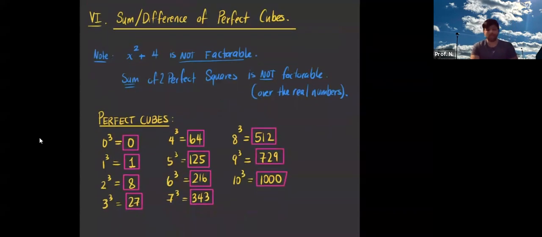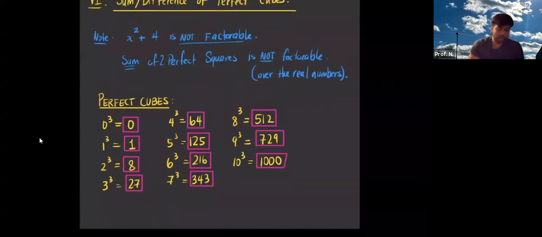So now when you see 1, 216, 512, all these numbers, you should be able to recognize and identify them as perfect cubes, and say, okay, this number cubed gives me the perfect cube that I'm looking at. Okay?